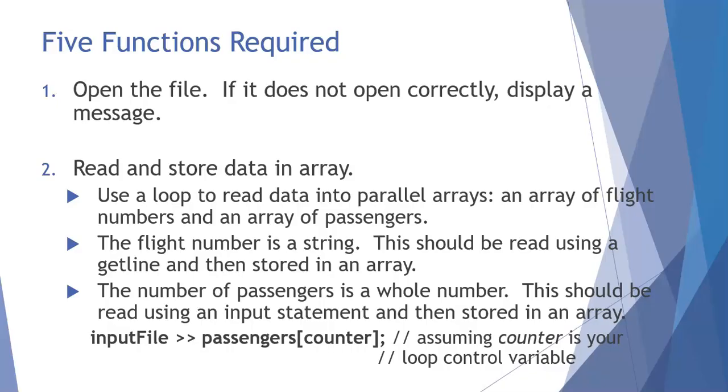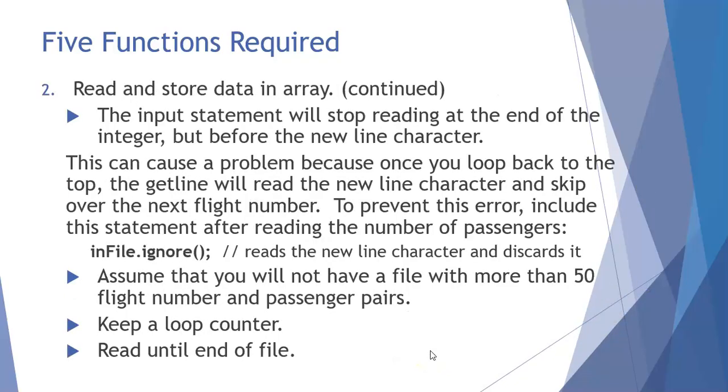Right? The input statement stops, but what's left is the enter key, that new line character. So when you loop back up to the top and you perform the next getLine, the getLine will find that little new line character at the end and try to read it. And if it does, it won't make any sense. You'll end up with a lot of errors.